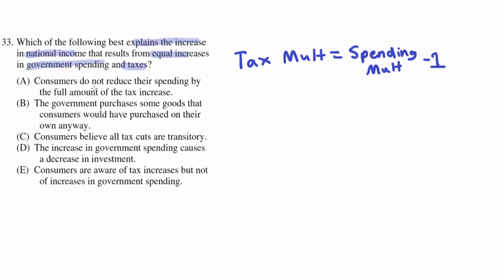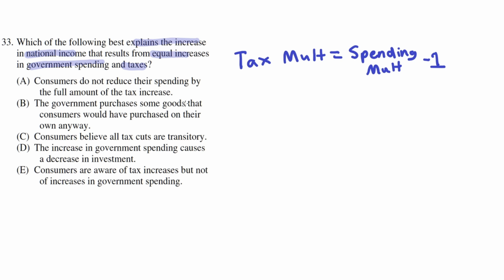This is highlighted by option choice A, which highlights that because of this increase in government spending equal to the increase in taxes, consumers do not reduce their spending by the full amount of the tax increase. So overall, A seems to be the correct answer.